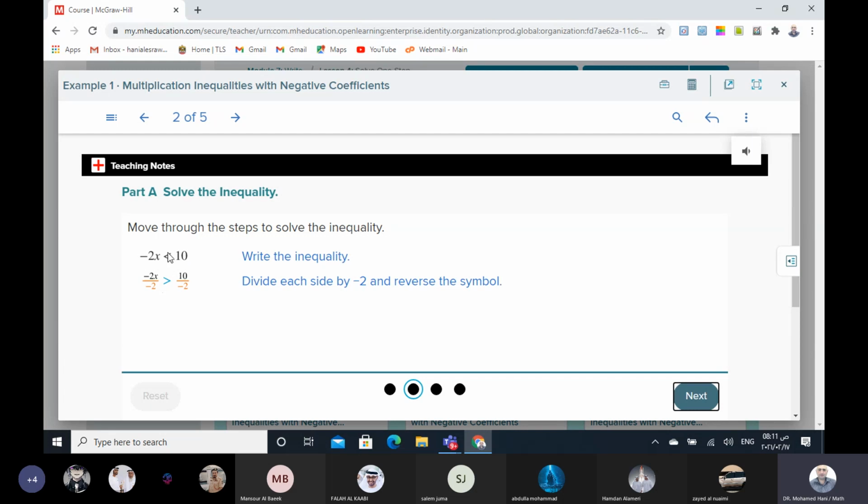Look here at the sign. The sign here was less than, now it is greater than. Why? Because when you divide or multiply by a negative number, the sign will be changed. The sign will be changed from less than to greater than, or the opposite, from greater than to less than. Then x greater than minus 5.